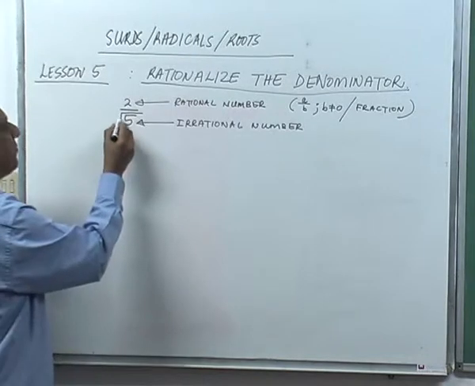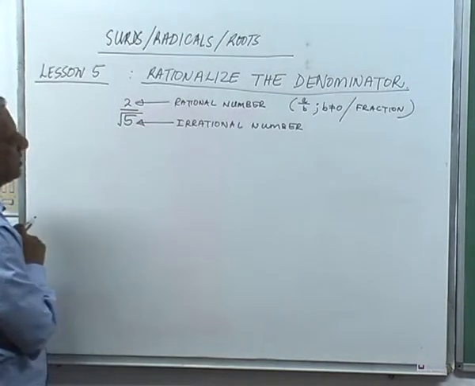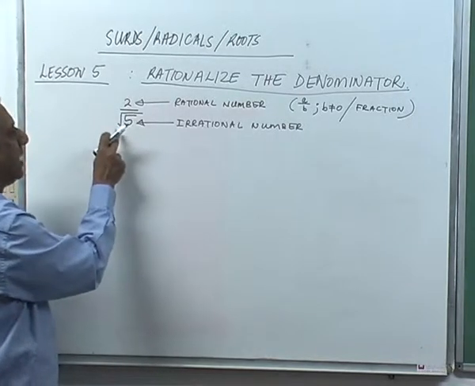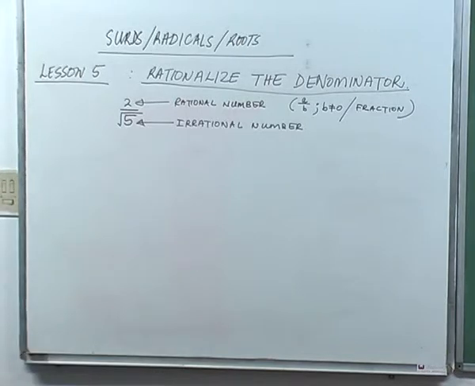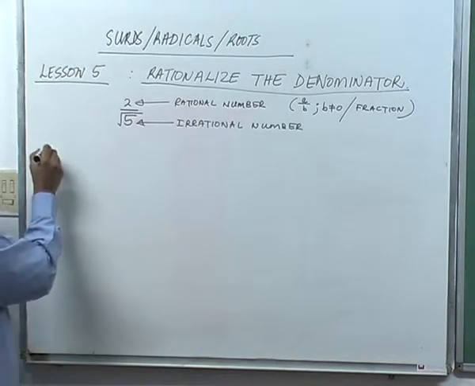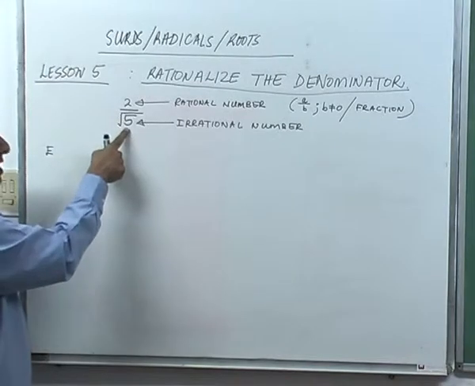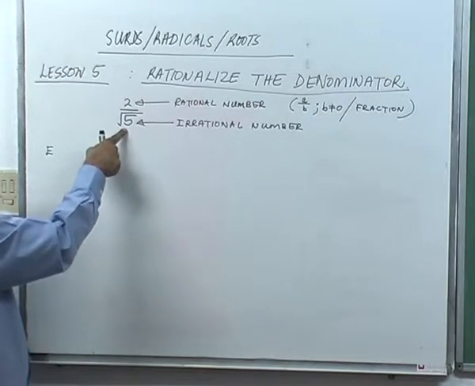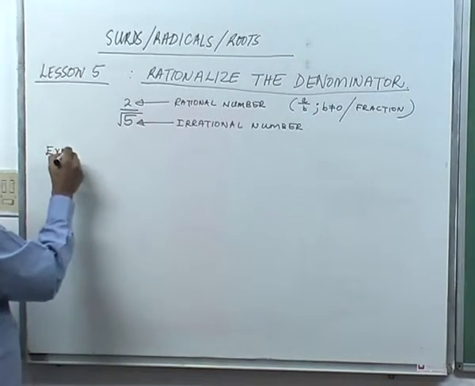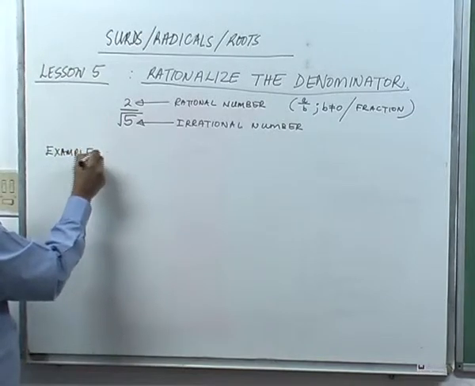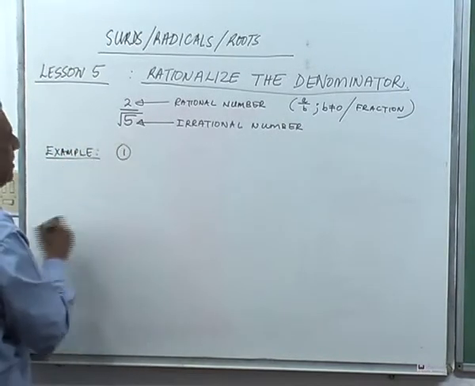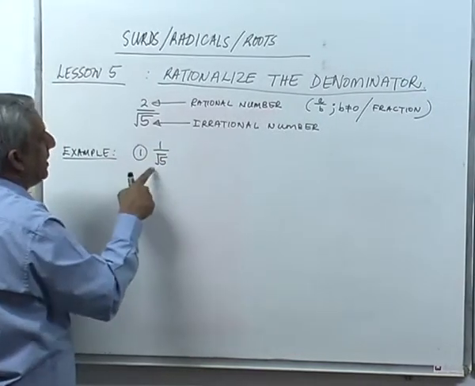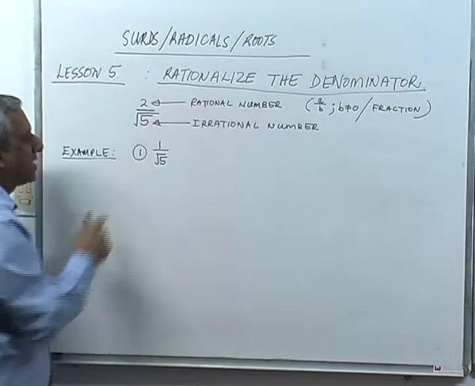But this one, square root of 5, is an irrational number. Right? You cannot find the square root of 5 exactly. That's why it's called an irrational number. Right? So now, we do an example. So the denominator is irrational. You want to rationalize the denominator, means you want to make it rational. So let's do some examples and see how it's done. Number 1. Suppose I gave you 1 over square root of 5. Now this is irrational. You want to rationalize it.